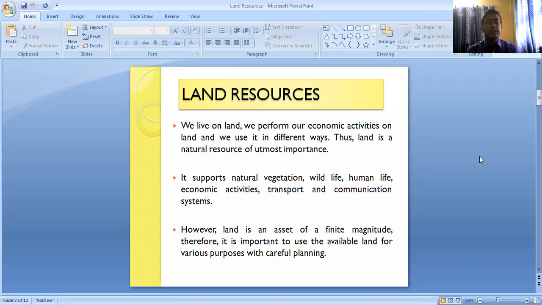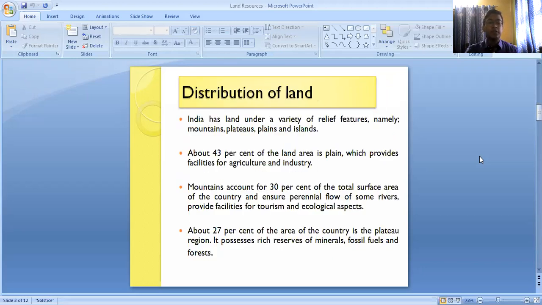As we all know, India is the 7th largest country in the world, and it occupies a total area of 3.28 million square kilometer. This 3.28 million square kilometer is equivalent to 2.4% of the total geographical area of the world. This land is finite. We cannot stretch it to make it 4 million or 3.5 million, nor can it be reduced to 2 million or 2.5 million. That means the land resource of our country is fixed at 3.28 million square kilometer.